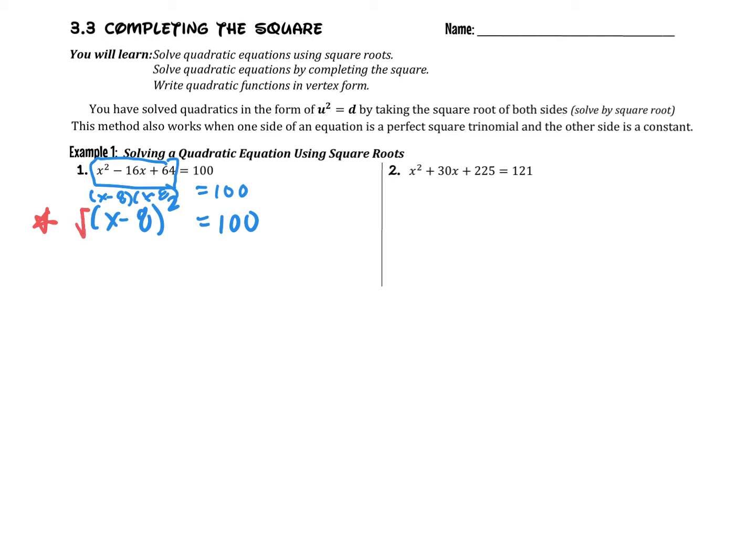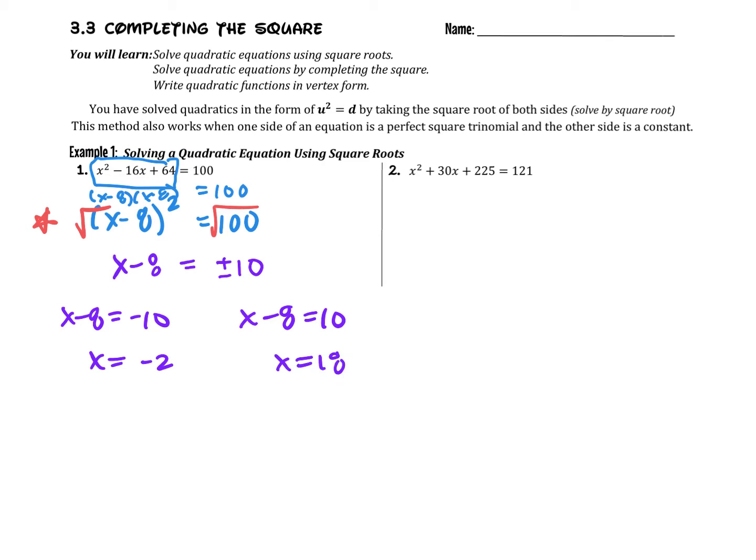So from here, we could square root both sides. The square root of x minus 8 squared is just going to be x minus 8. The square root of 100 is going to be plus or minus 10. So x minus 8 is negative 10, and x minus 8 is positive 10. And then we can add 8 on both sides to get negative 2 and positive 18.